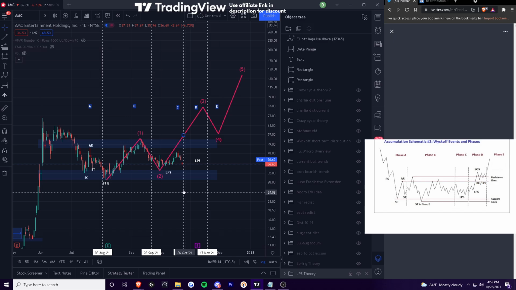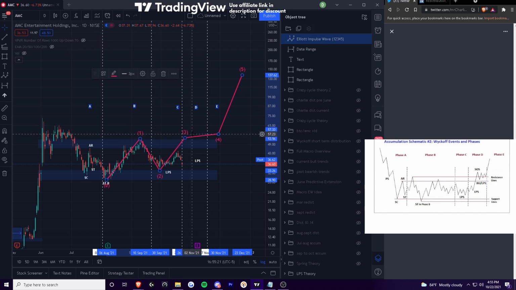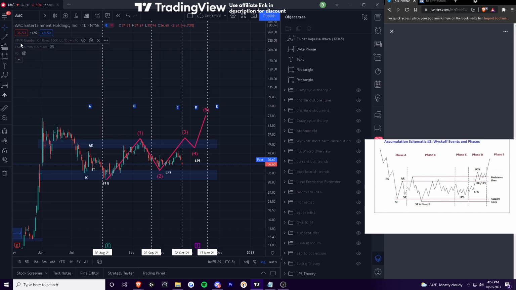So remember... Okay, so maybe this would make more sense. Wave 5 for this. And then what that would look like from a Wyckoff perspective.